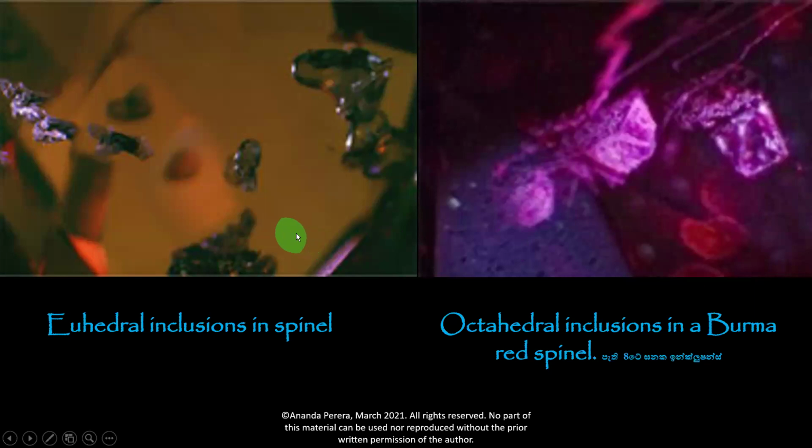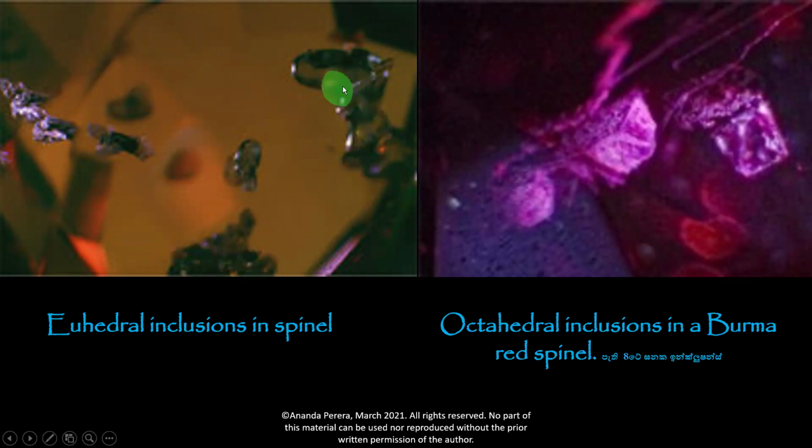And here, euhedral inclusions and octahedral inclusions in the Burma red spinel. Both are red spinel. What is the difference between euhedral and octahedral? Octahedral means 8 sides. Euhedral means a euhedral mineral shows perfect or nearly perfect crystal faces.